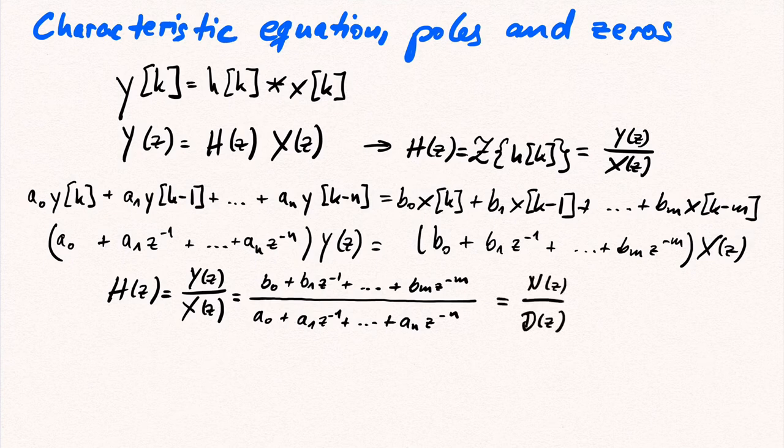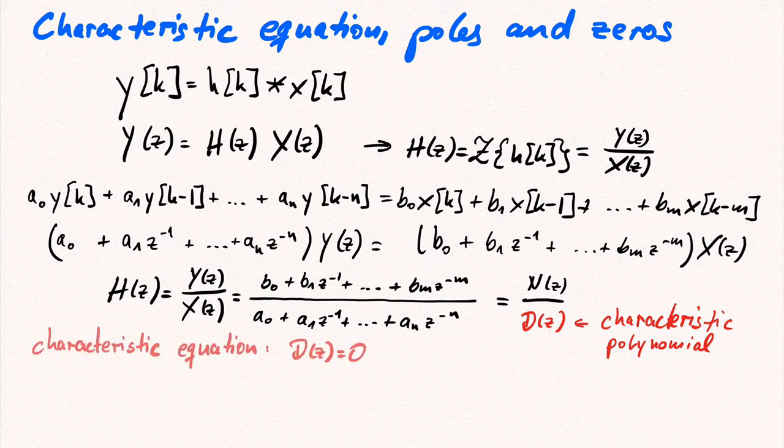The numerator of the transfer function is denoted N(z), and the denominator is denoted D(z) and is often called the characteristic polynomial of the system. Setting the characteristic polynomial D(z) equal to 0 yields the characteristic equation of the system. The values of z which satisfy the characteristic equation, which means the values of z for which D(z) is equal to 0, are called the poles of the system.